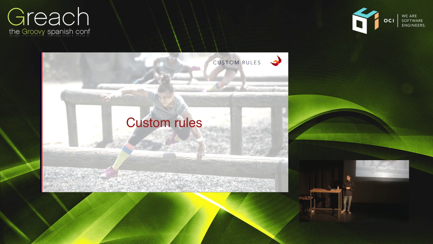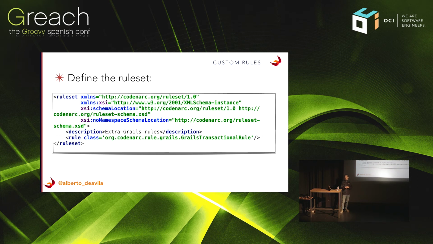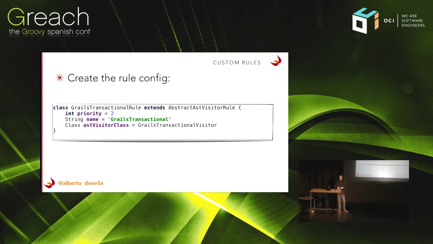How to create custom rules? To define a custom rule, the first thing that you have to do is to create an XML file where you will define the name of your rule set and the rules that your rule set will apply. In this example, it is a custom rule set that contains a new rule called Grails transactional rule. Then you have to create a new class that extends abstract AST visitor rule. And inside this class, you will define the priority, the name of the rule, and the class that will be executed to check your rule.